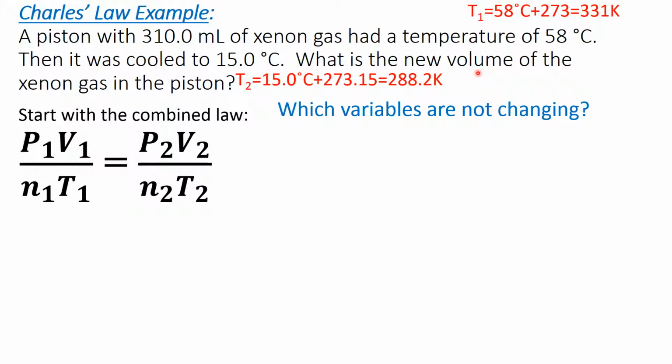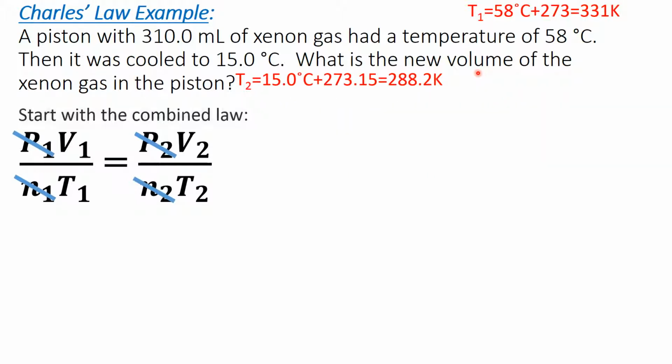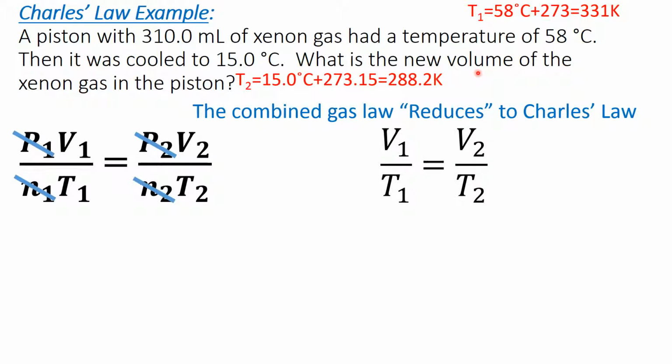But what are the variables that are not changing? Well, again, we don't see moles in this equation, and the other thing we don't see is pressure. So we can strike these right out of our equation. We get rid of pressure and moles, and that leaves us with just volume and temperature. So the equation is reduced to Charles' law: V1 over T1 equals V2 over T2.